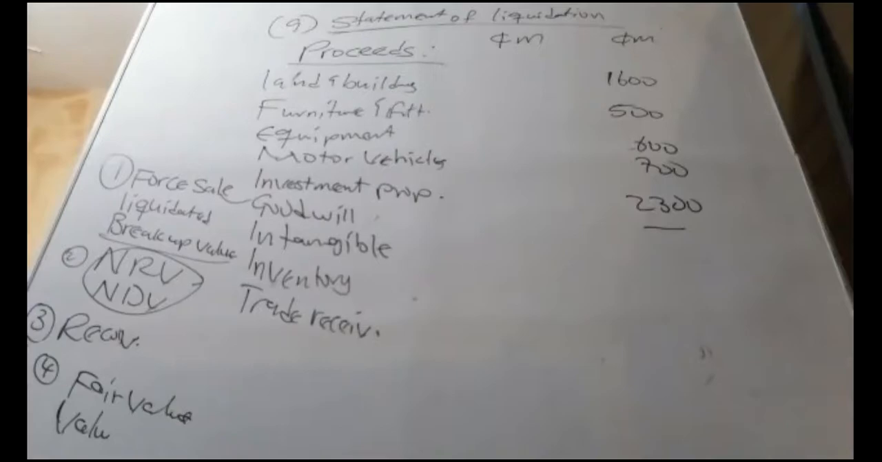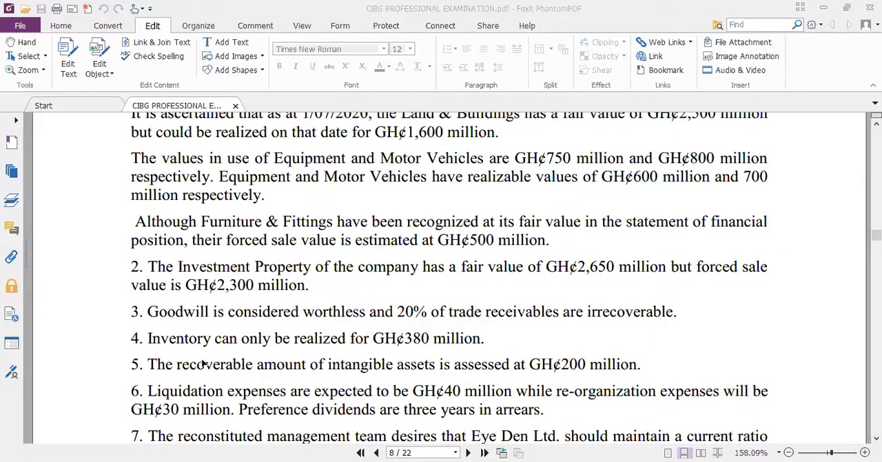So in that order. Okay, they are giving us inventory, note 4. No, they are giving us trade receivable. They are saying that 20% of trade receivable are irrecoverable. Good. So what's the percentage of the recoverable one? That's 80%. So if you're not going to receive 20% of the receivable, then you receive only 80. So what's the receivable figure?